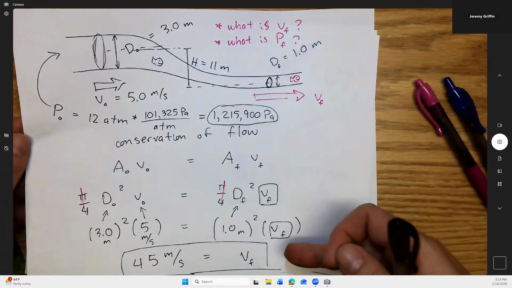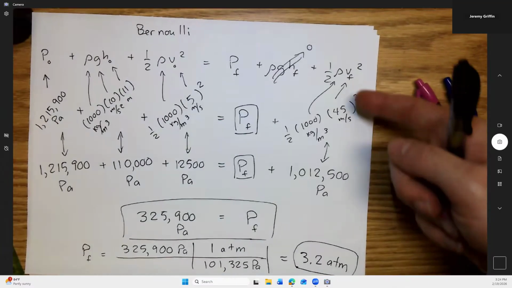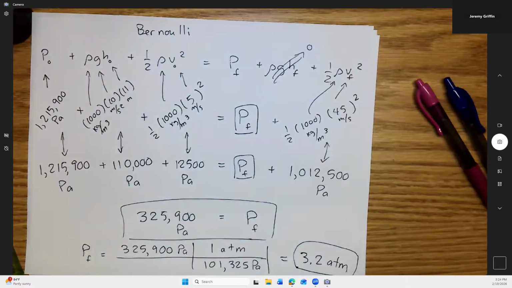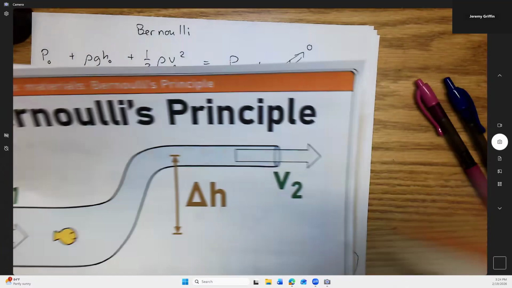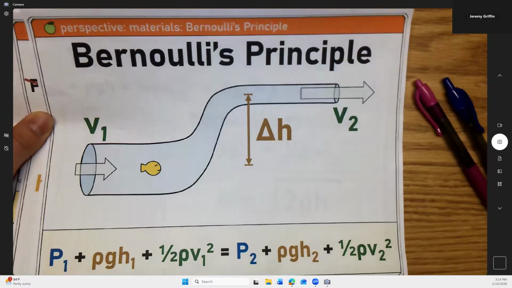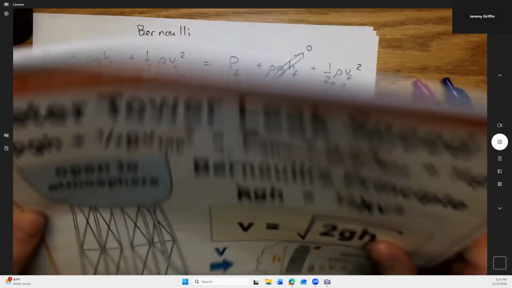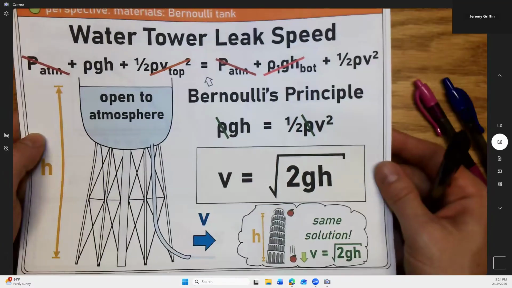We used conservation of flow to figure out the final speed. And then after we get that, we can apply it right here, set up a Bernoulli equation and solve for the pressure. Are you guys good? So that was conservation of flow, followed by Bernoulli.